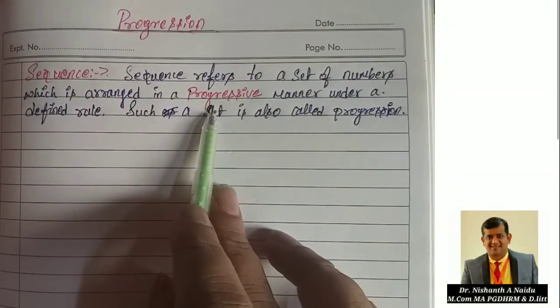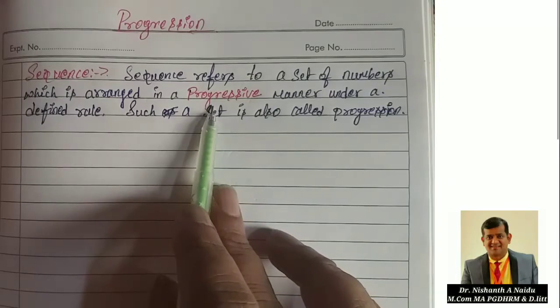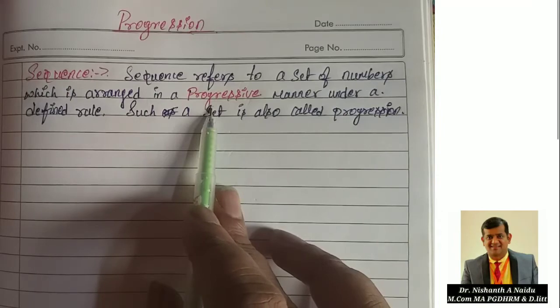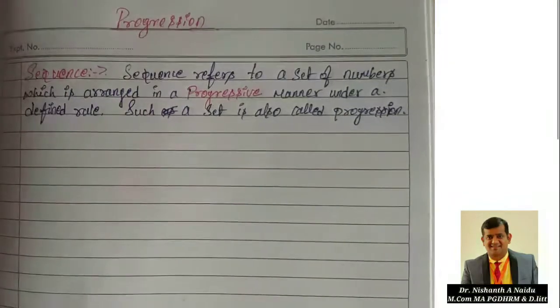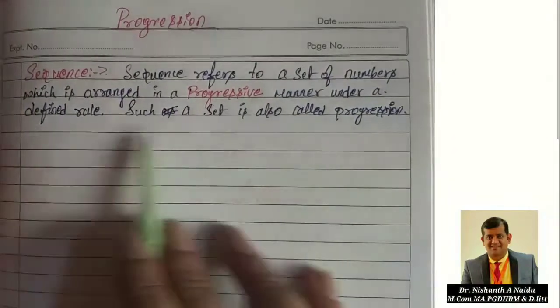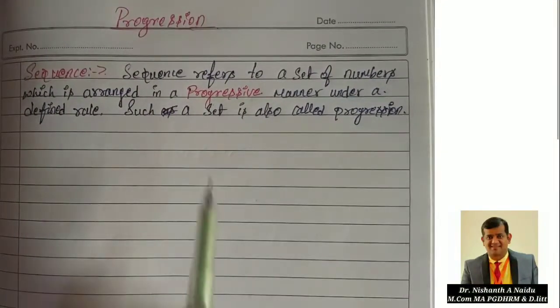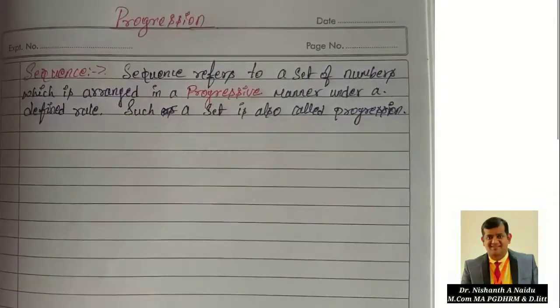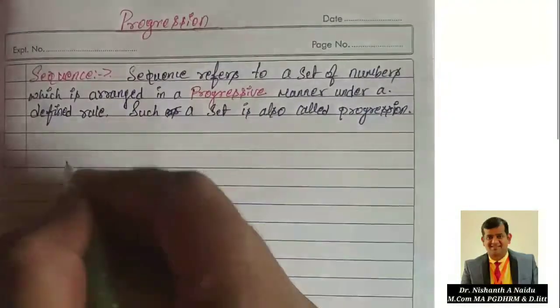That means it should go on increasing, like 1, 2, 3, 4, 5, 6, or 2, 4, 6, 8, or 3, 6, 9, 12, or you can say 5, 10, 15, 20, 25. So that is under a specified rule. There is a defined rule, and according to that, it should go on in a progressive, that is increasing, manner. Then we call it a progression.